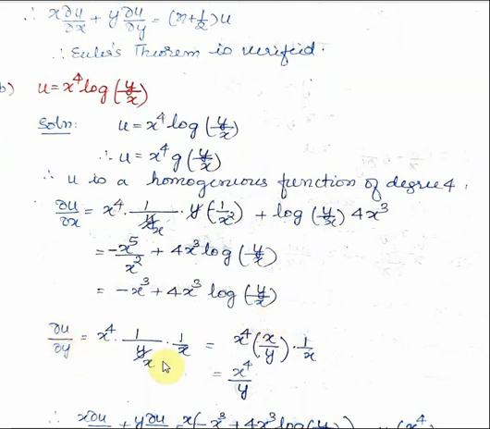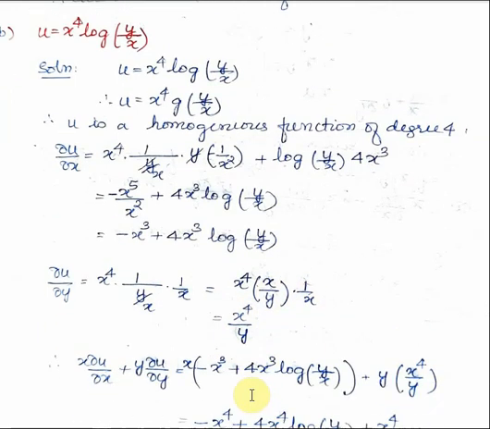Similarly, find dou u by dou y. When I find dou u by dou y, x power 4 is constant, log becomes 1 by y by x, and 1 by x is kept constant, differentiation of y is 1. Then you will simplify x power 4, y by x in the denominator becomes x by y into 1 by x. x gets cancelled, x power 4 by y.